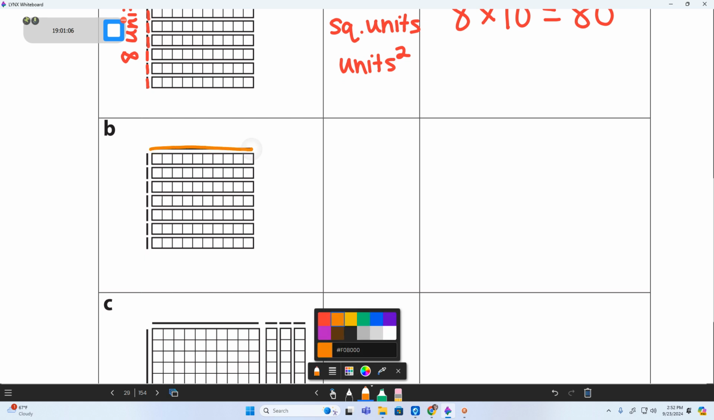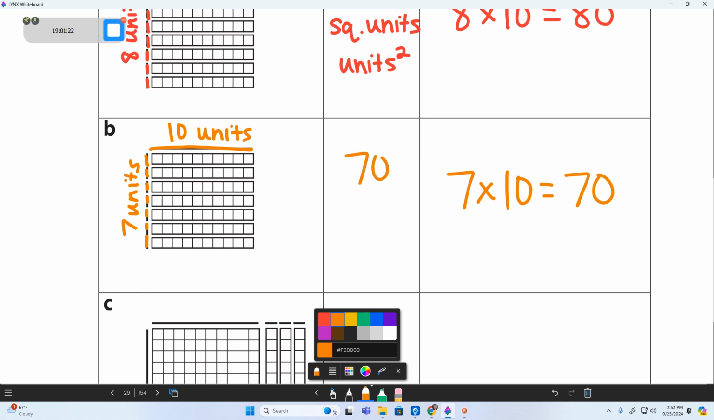is 10 units wide and 1, 2, 3, 4, 5, 6, 7 units tall. So our equation is 7 times 10, and if you count all those squares, there's 70. And again, we can either label it 70 square units like this, or we could write units with a little tiny 2, and that's how you say it as well, square units.